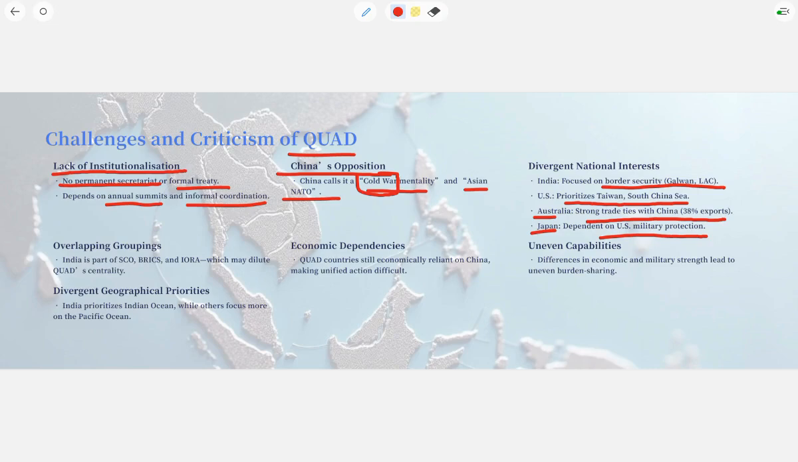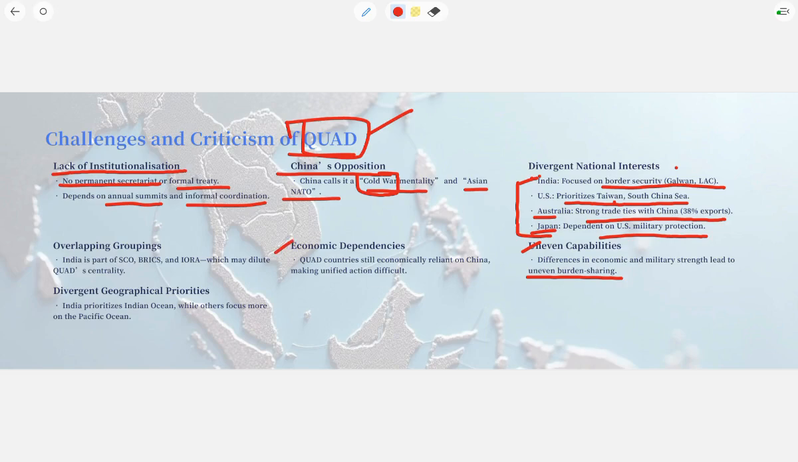So India focuses on its border issues. US prioritizes Taiwan, South China Sea. So we see that all four members of the Quad have their own interest. So this makes them diverge from their own Quad, which is their own organization. Uneven capabilities. Difference in economic and military strength lead to uneven burden sharing. We all know that all the countries in the Quad, the four, US, Australia, Japan, and India, are not the same at the level of economic and social development. So there is some burden sharing also for those developed countries.